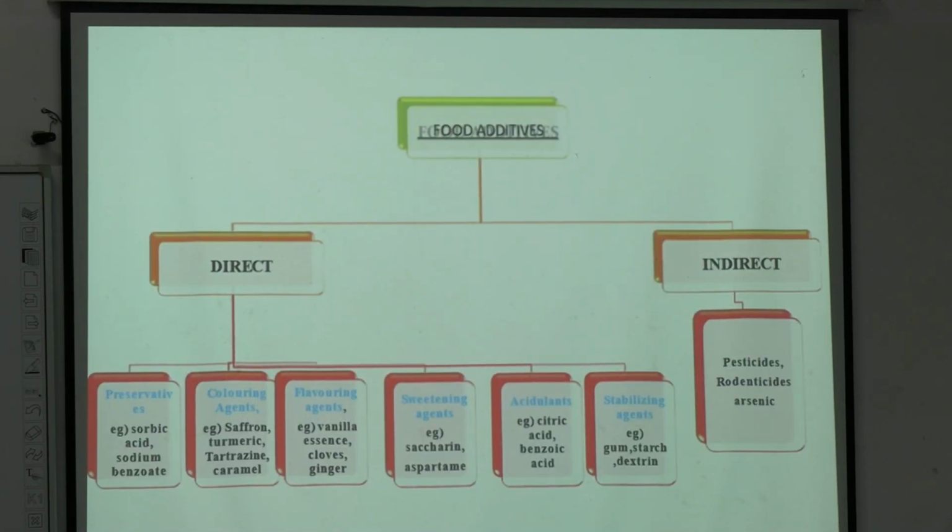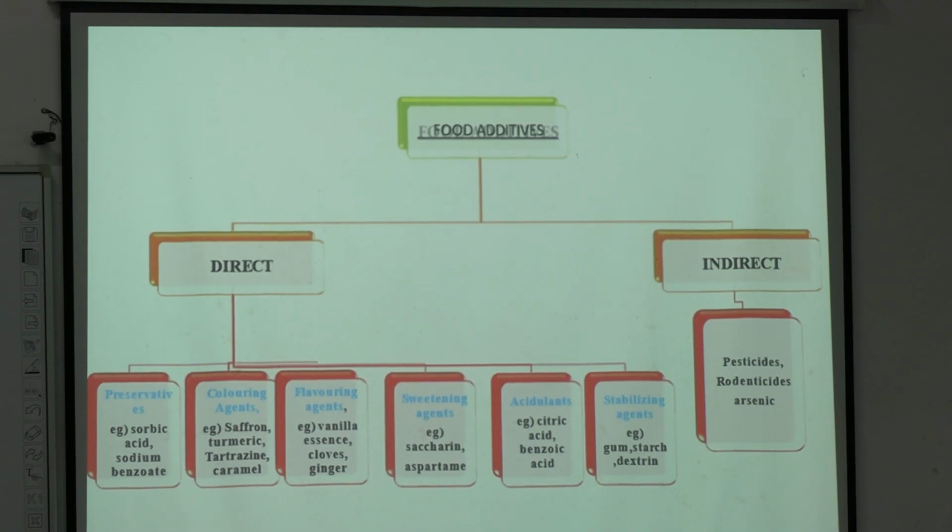So you have direct and indirect ones. Direct ones are preservatives and coloring agents. Preservatives: you have sorbic acid, sodium benzoate. Coloring agents: you have saffron, turmeric, tartrazine, caramel. Flavoring agents: you have vanilla, cloves, ginger. Sweetening agents: saccharin, aspartame, acesulfame, citric acid, benzoic acid. Stabilizing agents: gum, starch. Indirectly, you have pesticides and rodenticides.